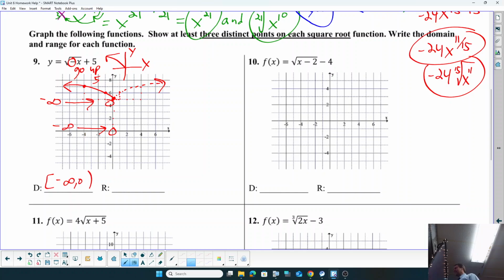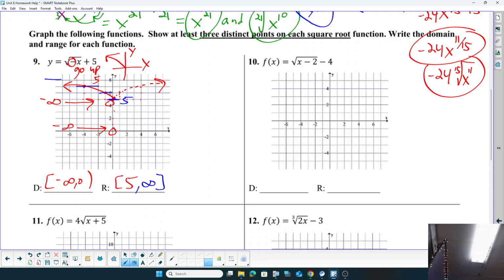Did you get that right? Email me, come ask me questions if you don't get that. And then the range is going to start off at 5 at the y value, right? It's going to start off at the y value, which is right here at 5. And then we have 6, and we have 7, and we have 8 eventually. And so that's going to be 5 upwards to infinity.